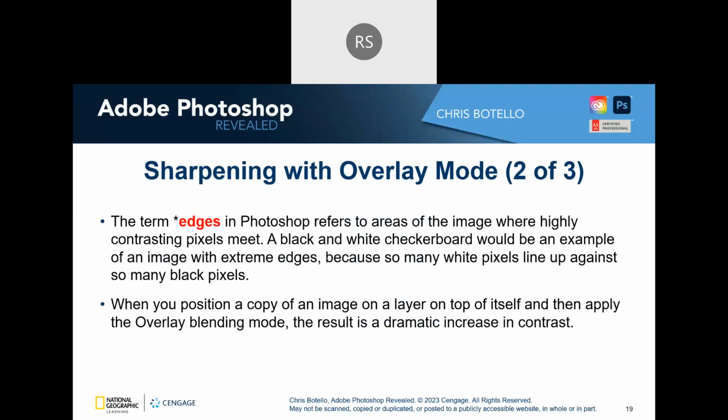When we talk about edges, the term edges in Photoshop refers to the area of the image where highly contrasting pixels meet. Think of that black and white checkerboard. This is a good example of an image with extreme edges because you have so many white pixels that line up against so many black pixels. So when you position a copy of an image on a layer on top of itself, then apply the overlay blending mode, the result is a dramatic increase in contrast.